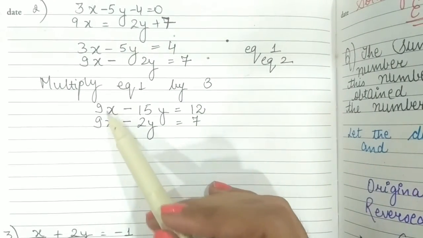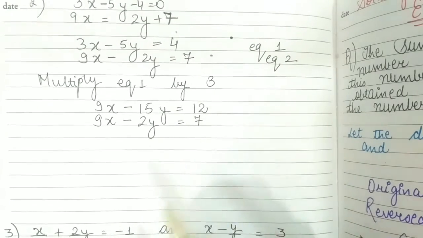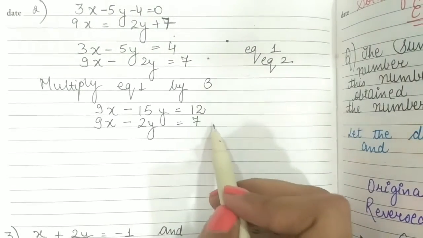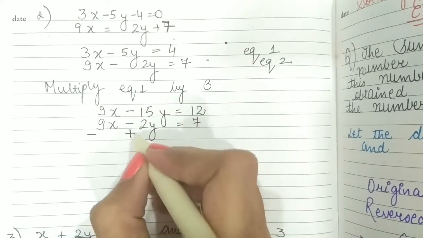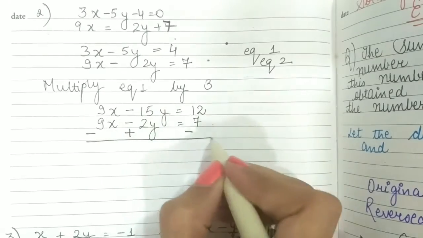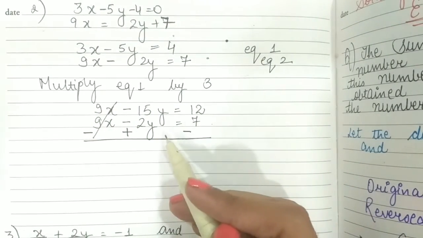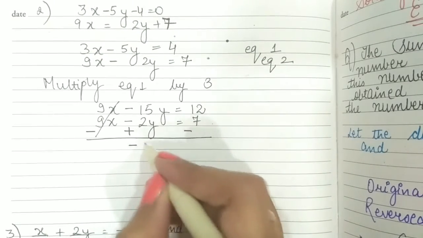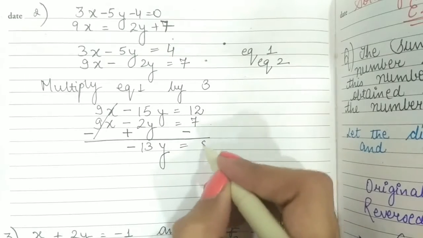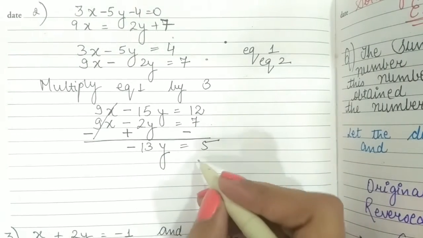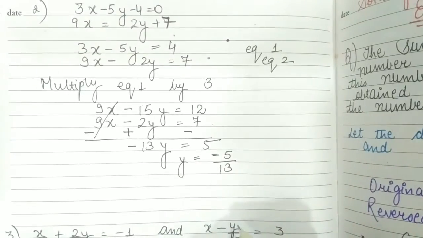Now see, the signs of the variable are the same. When the signs are the same, we are going to subtract. Subtracting equation 2 from equation 1, change the signs. Plus 9x minus 9x cancel out. Minus 15 plus 2 will become minus 13. 12 minus 7 equals 5. So the value of y will be minus 5 by 13.